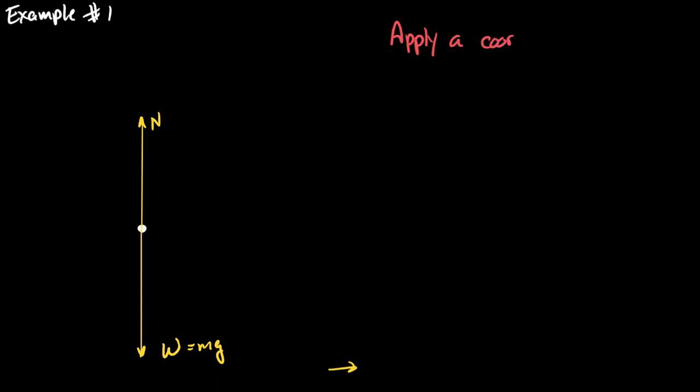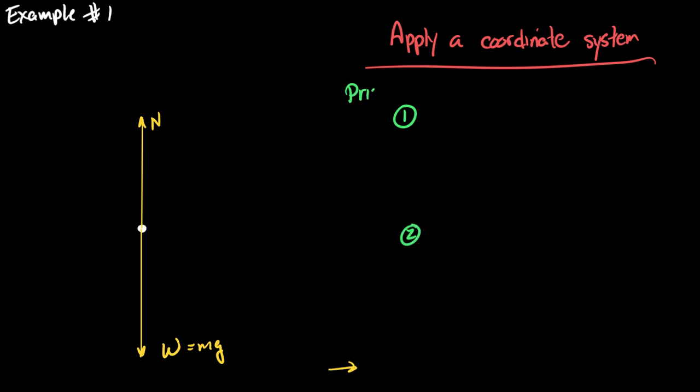Apply a coordinate system. There are two priorities. These are not steps, these are priorities. You can only apply one coordinate system, and how you apply that coordinate system can determine whether you can solve the problem or not. So you have to consider priorities here. What I mean by that is, if circumstance one exists, that's your number one priority. If it doesn't exist, then choose number two.